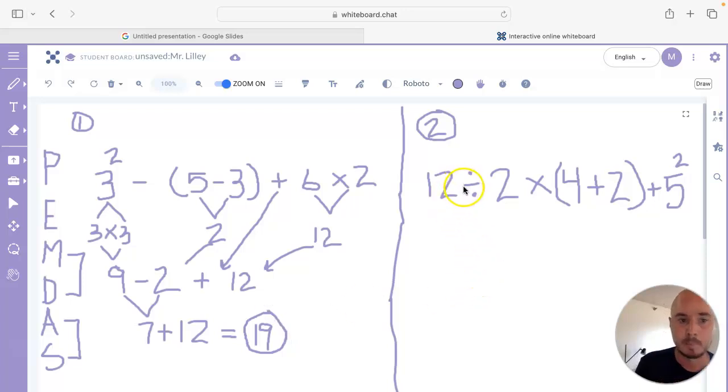Starting with P, parentheses. I do have parentheses here. 4 plus 2. That equals 6. Any other parentheses? I do not see them, but I do see the E exponent. This is 5 to the second power. Now that's not 5 plus 5. That's not 5 times 2. That's 5 times 5. And hopefully by 5th grade, you know that 5 times 5 equals 25.